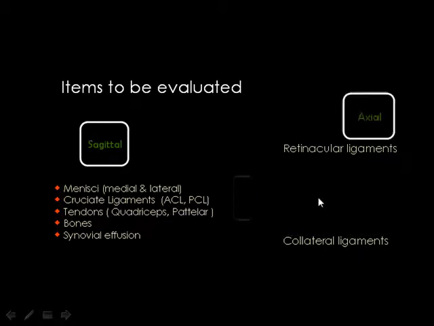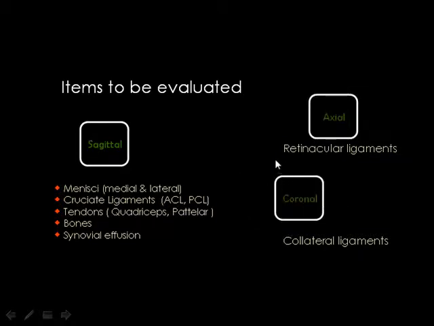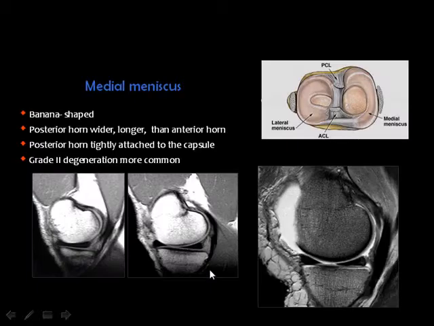All these structures are assessed in the sagittal images. Then what is the value of the axial images? It is assessment of the patellar retinacula. The coronal images, assessment of the collateral ligaments, as I will show to you. Starting first by the meniscus.